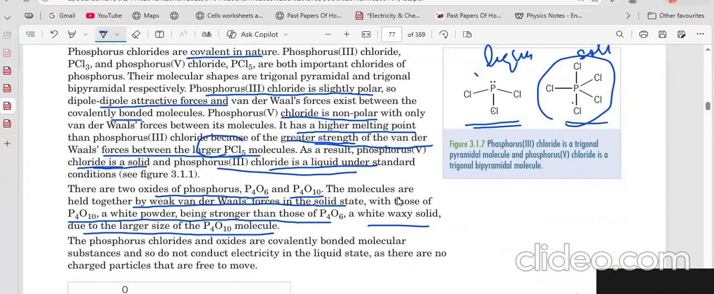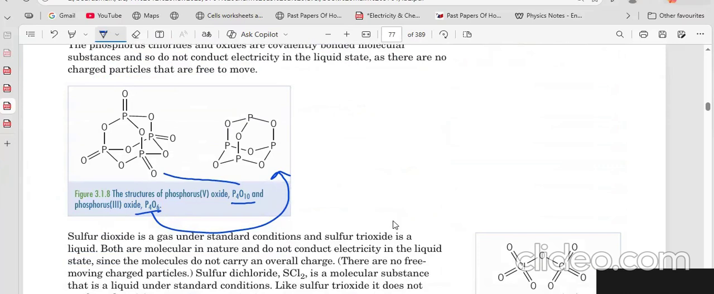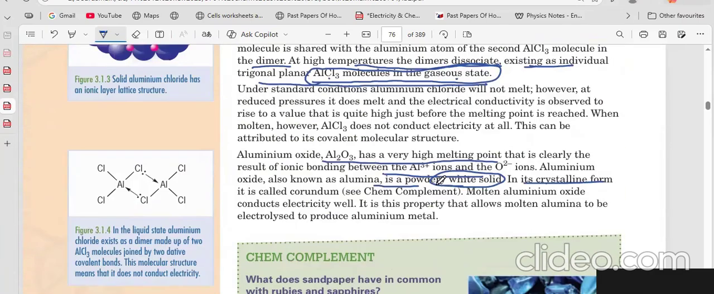These are held together by van der Waals forces. P4O10 is a white powder, with stronger van der Waals forces. P4O6 is a white waxy liquid, due to the smaller size and weaker van der Waals forces. These are the structures: this is P4O6 and this is P4O10. This is the solid, and this is the waxy liquid. So these comparisons you should know.